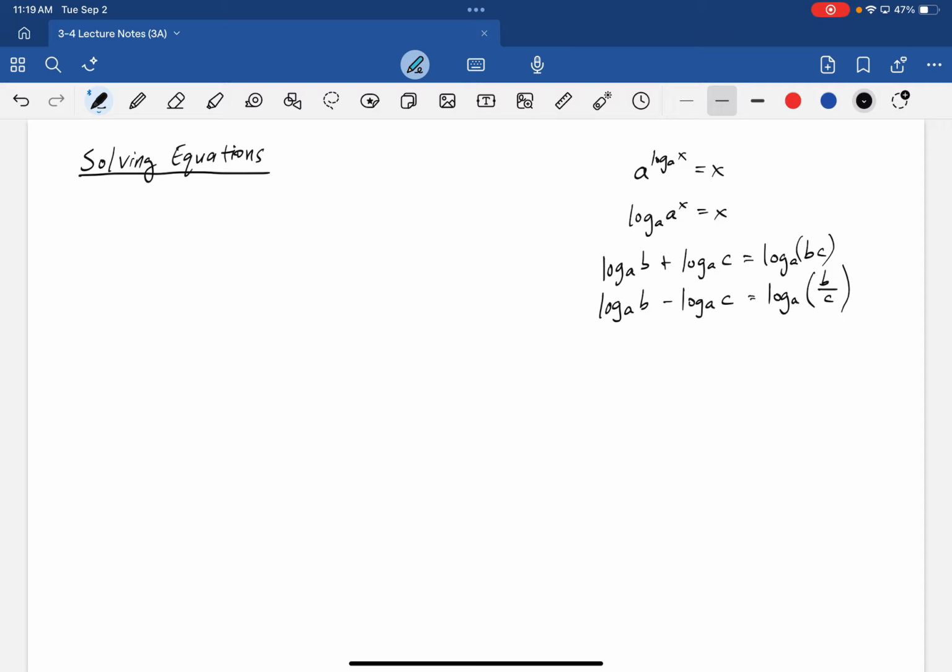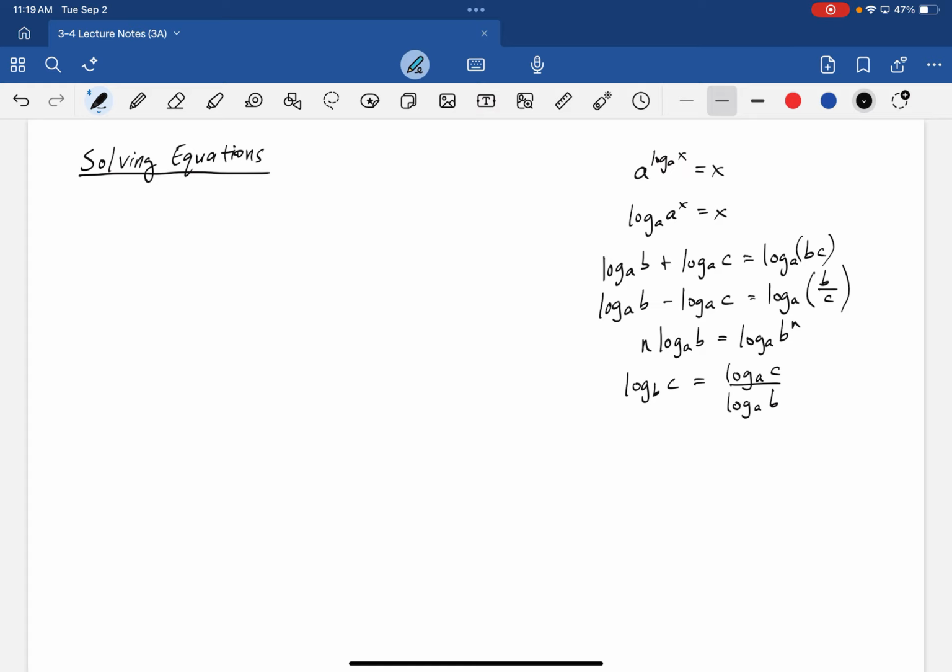Then we have multiples of logarithms. That becomes an exponent of the input. So if we have n times log base a of b, that is equal to log base a of b to the n. Then finally, we have the change of base formula that we just looked at, right? Log base b of c is equal to log base a of c over log base a of b. And that allows us to change our logarithm to any base a that we would like, as long as a is positive and not equal to 1.